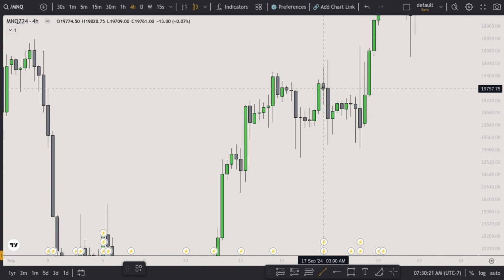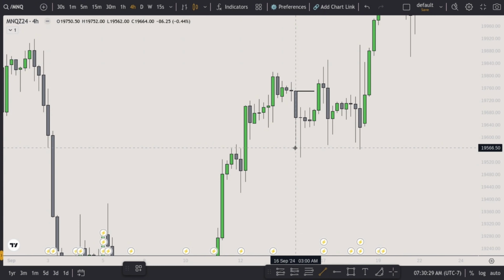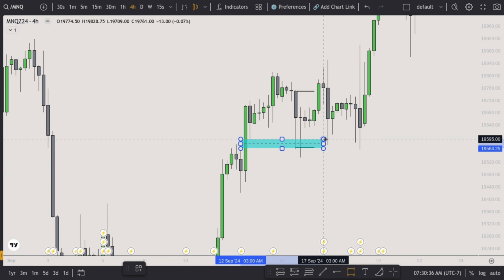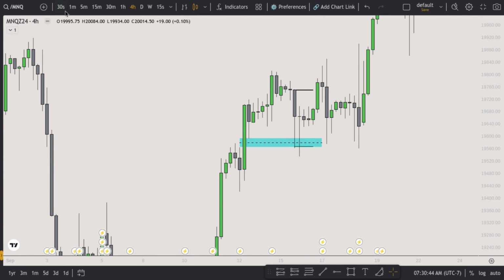This example right here of this range. We have this range, swing high, swing low, this 4-hour candle. What do we do? We come and fill this important key level, what I said over the video, 4-hour fair value gap. Now, let's go over this. Let's go on the 30-second.